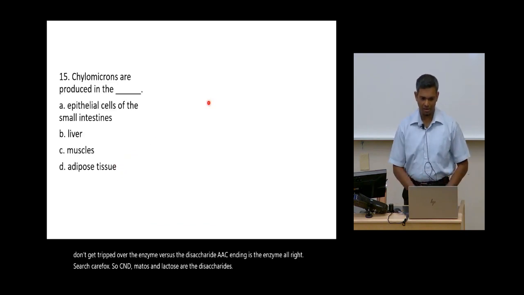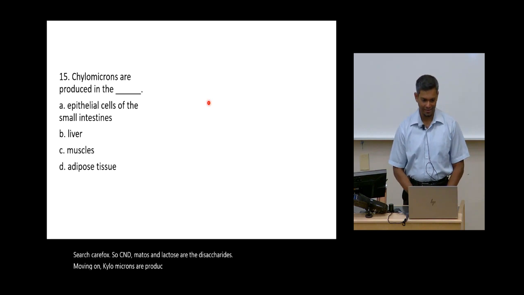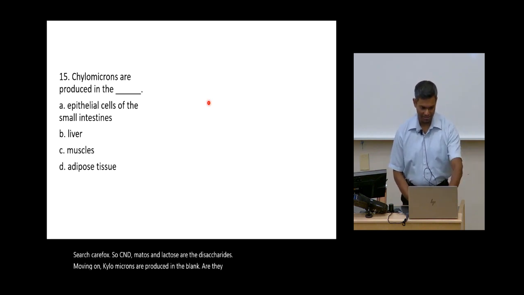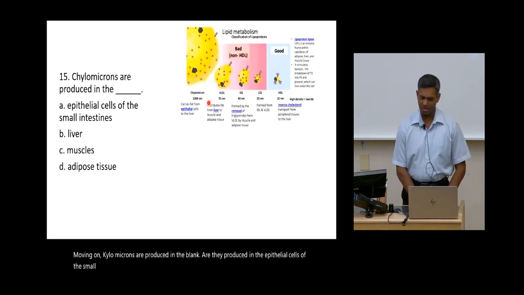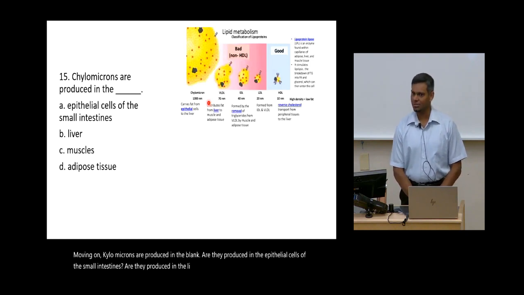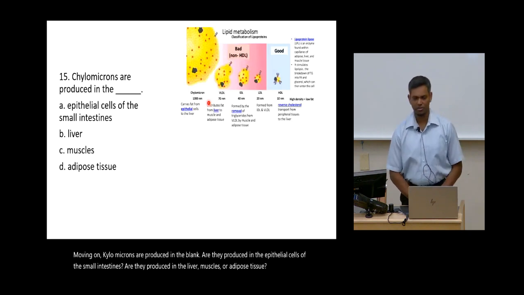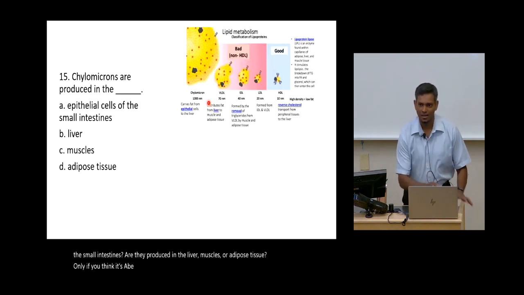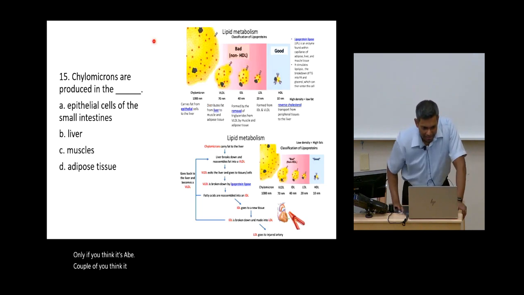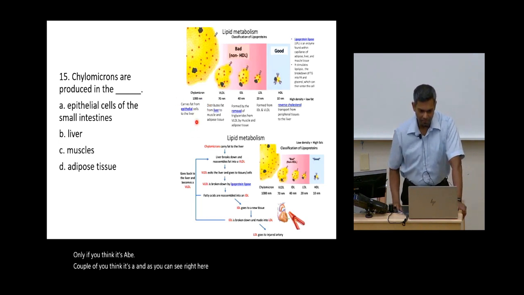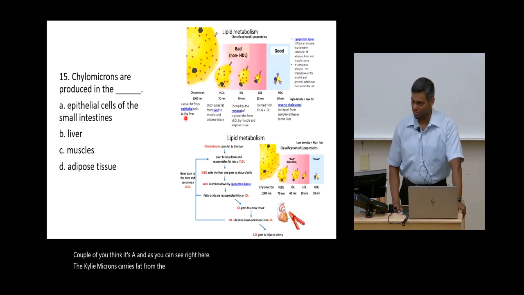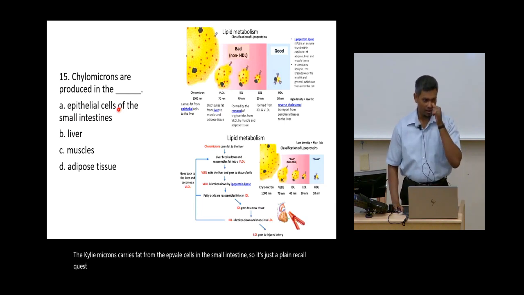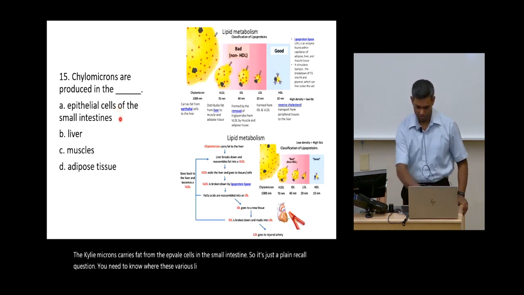Okay, moving on, chylomicrons are produced in the blank. Are they produced in the epithelial cells of the small intestines? Are they produced in the liver, muscles, or adipose tissue? How many of you think it's A? A couple of you think it's A, and as you can see right here, the chylomicrons carry fat from the epithelial cells in the small intestine. So it's just a plain recall question, right? You need to know where these various lipoproteins are being produced.